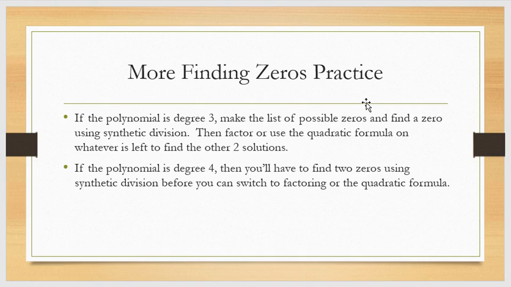As soon as we find one that works, usually we want to try to factor it, but today's examples will be a little bit more complicated, so we're going to end up having to use the quadratic formula on whatever's left from the synthetic division. The degree 4 example is even more complicated because after we make our list of possible zeros, we will have to break the polynomial down twice using synthetic division. Once we have found 2 solutions using synthetic division, then we will switch to either factoring or the quadratic formula to find the remaining 2 answers.